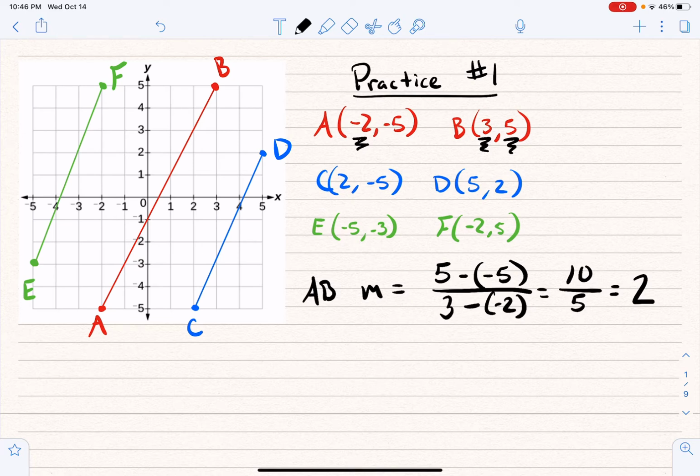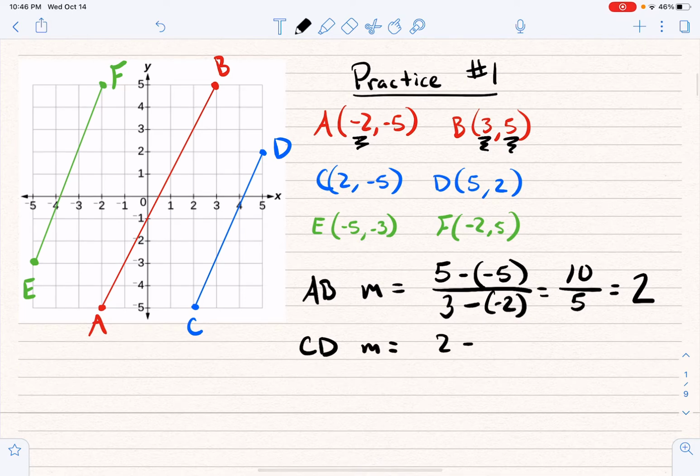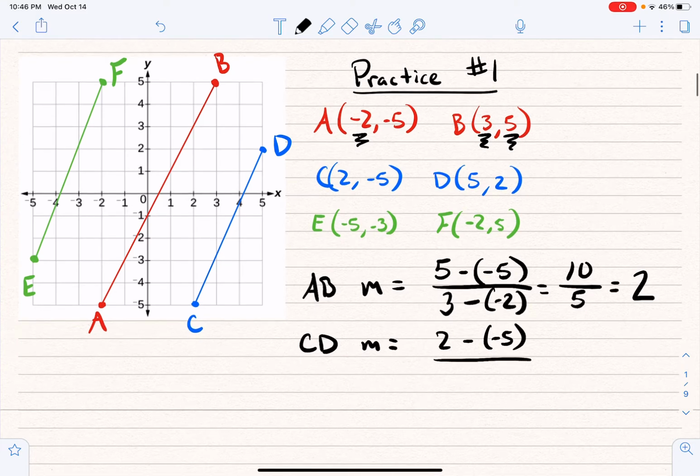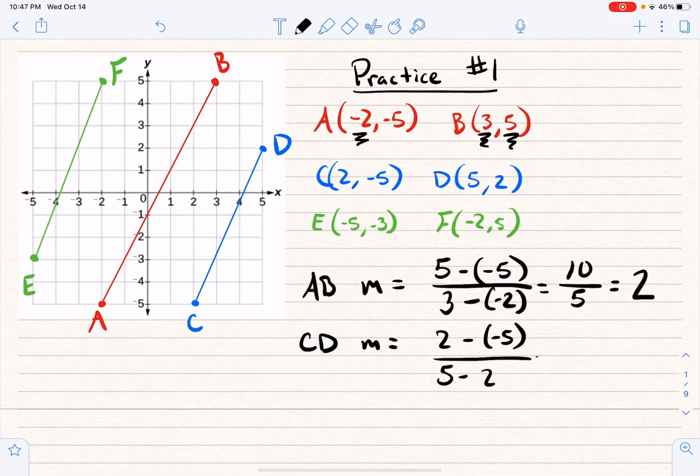Let's find the slope of CD. Well, we've got to do the y value, so I'm going to do 2 minus a -5 over, if I started with 2, then I've got to start with 5, 5 minus 2. 2 minus a -5 is like 2 plus 5, so that's going to be 7.